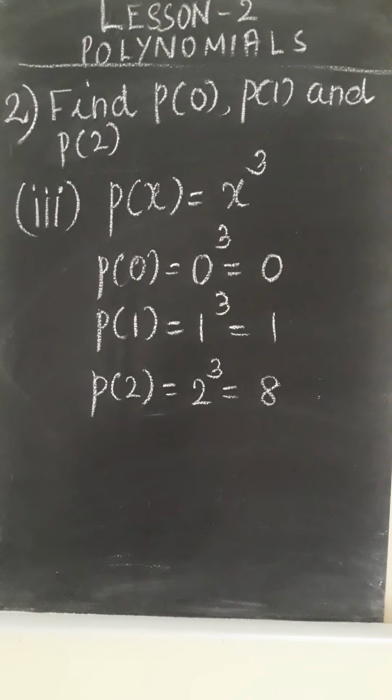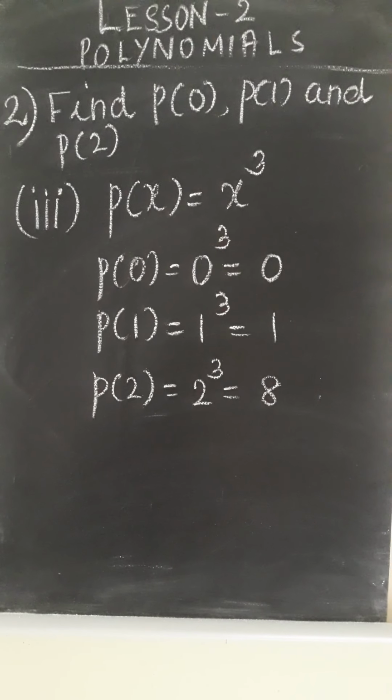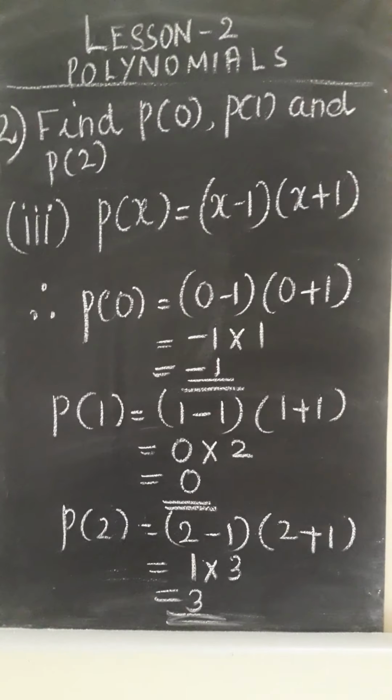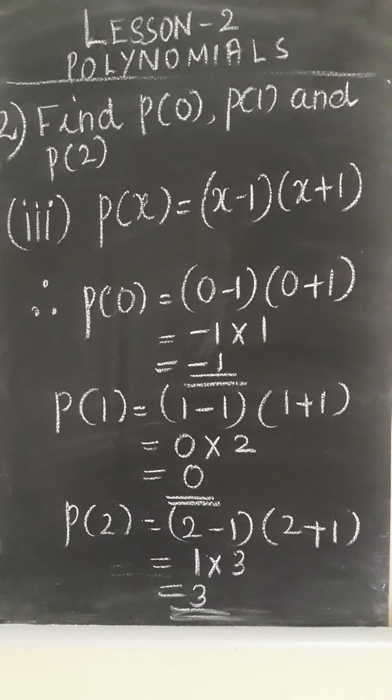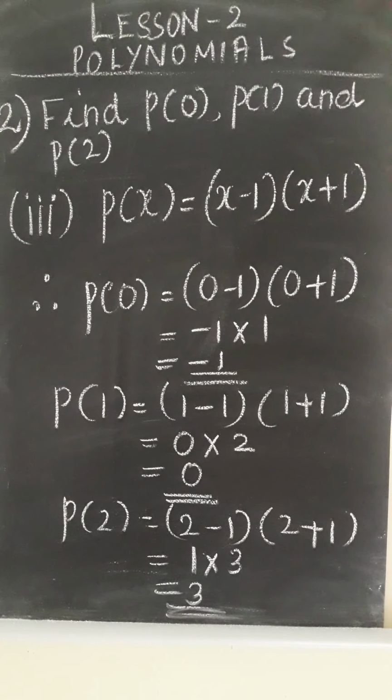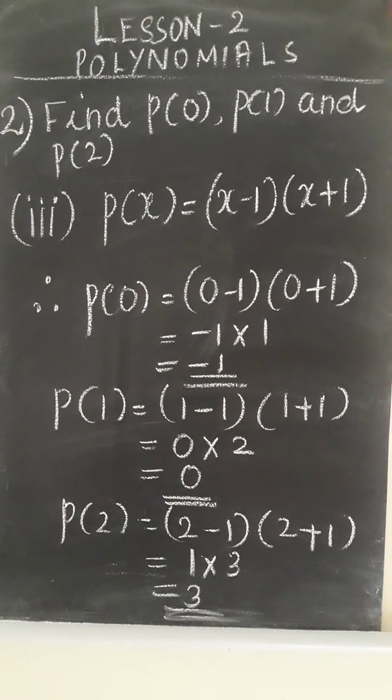Okay. Now we are moving to the last question. P of x is equal to x minus 1 into x plus 1. Therefore, P of 0 is equal to 0 minus 1 into 0 plus 1. So minus 1 into 1, that is equal to minus 1.